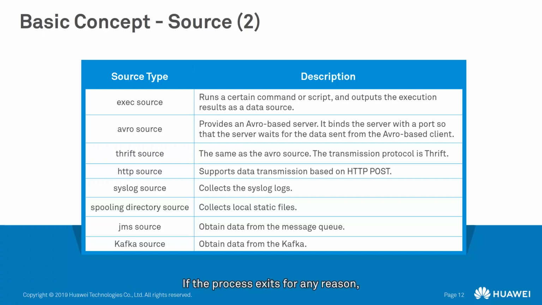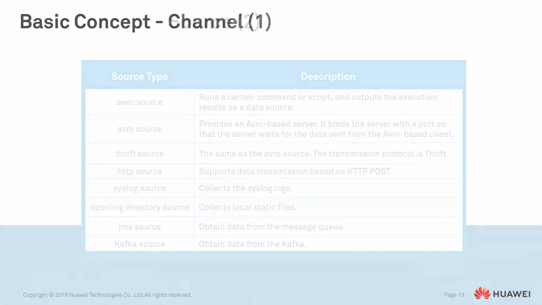If the process exits for any reason, the source also exits and will produce no further data. Avro is an IPC source that is used in the communication between agents. When paired with the built-in Avro sink on a previous Flume agent, it can create tiered collection topologies. Remember that a source must be associated with at least one channel.